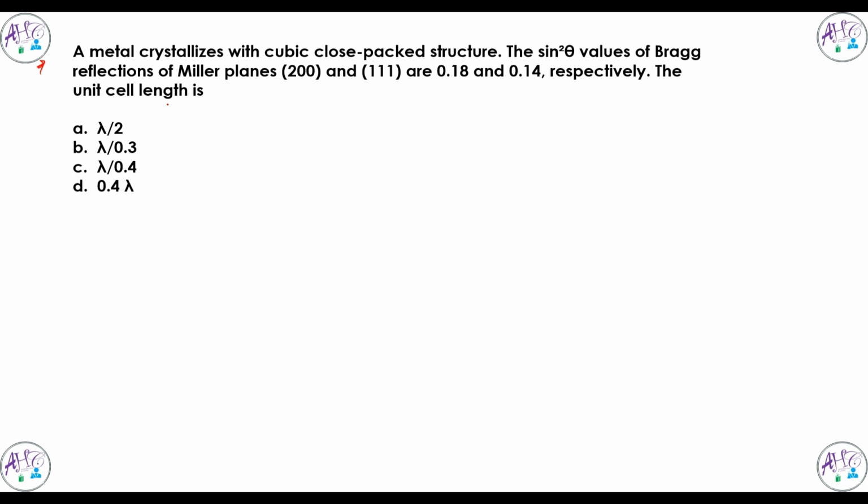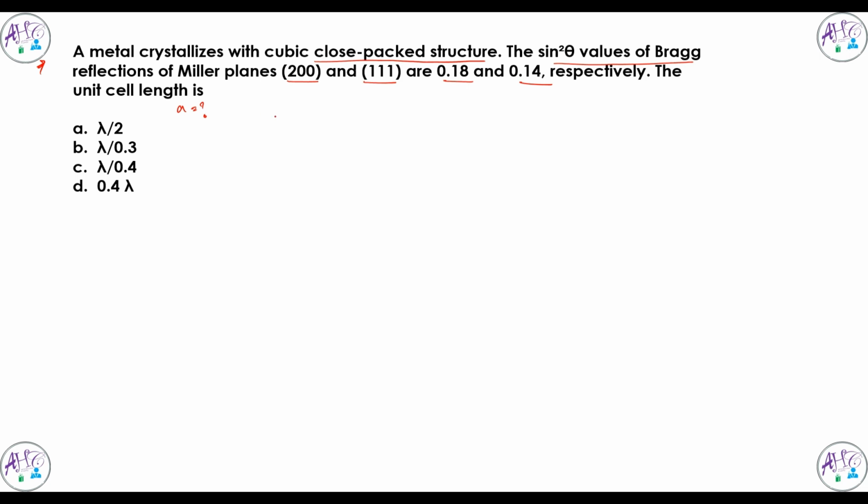Next question. A metal crystallizes with cubic close packing. Okay, and what have they given? The sin square theta values for your Bragg's equation for the 200 plane is going to be 0.18, and the 111 plane is going to be 0.14. They have asked us to figure out the unit cell length, lambda, sorry, a. Okay? So here, this is what they have given.